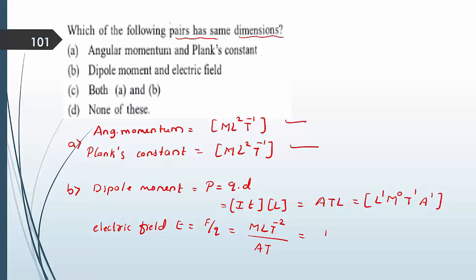So we will get M L T raised to minus 3 A raised to minus 1. So here the first pair is having the same dimension. So option A is right.